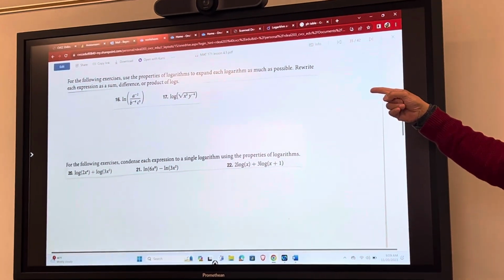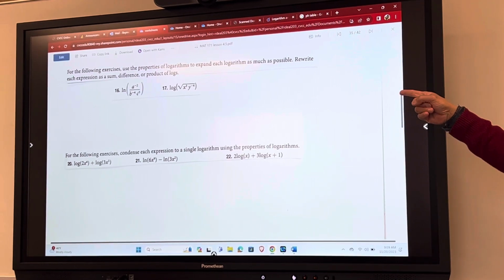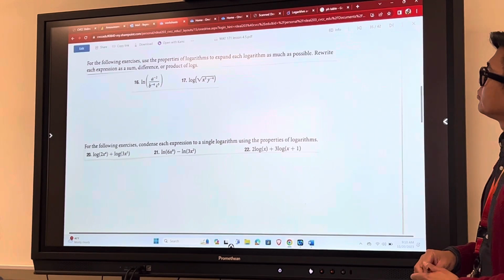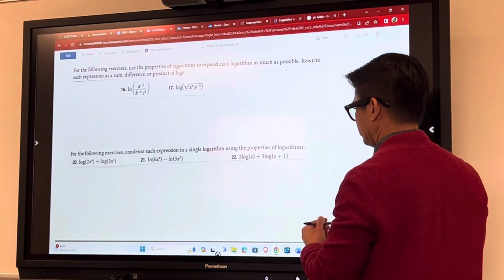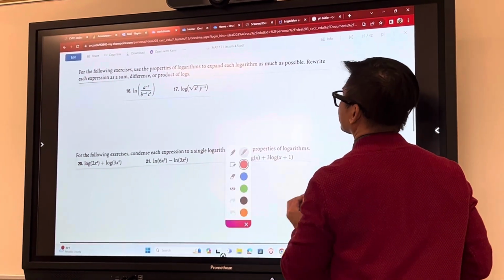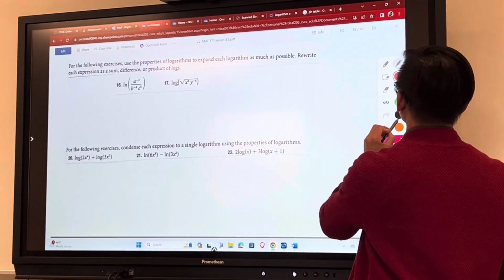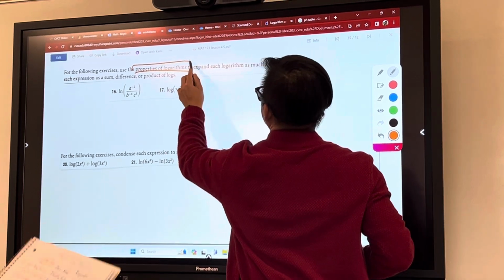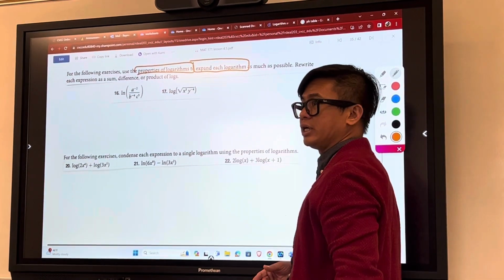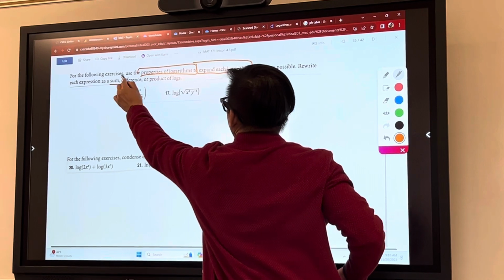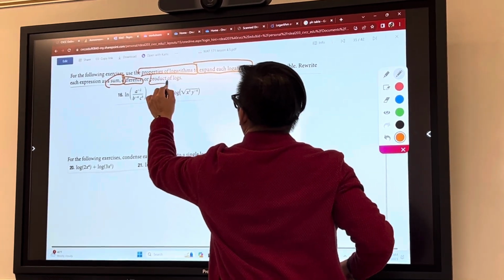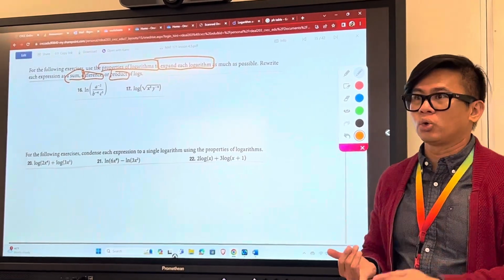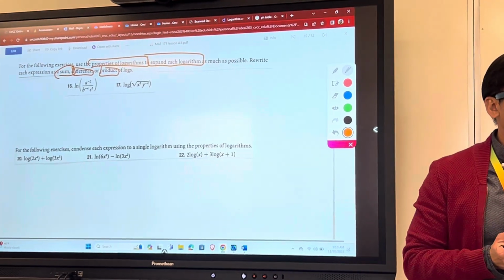Let's read the instruction first. Aiden, go ahead, please. For the following exercises, use the properties of logarithms to expand each logarithm as much as possible. Rewrite each expression as a sum, difference, or product of logs. Thank you. So we're going to expand this logarithm, and we can use either sum, difference, or product of logs. In short, that's the product rule, quotient rule, or power rule for logarithms.